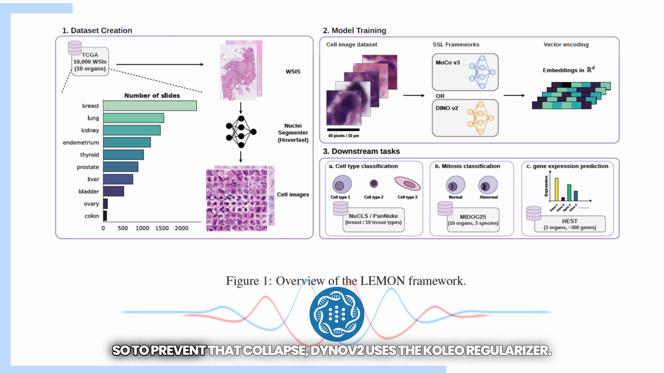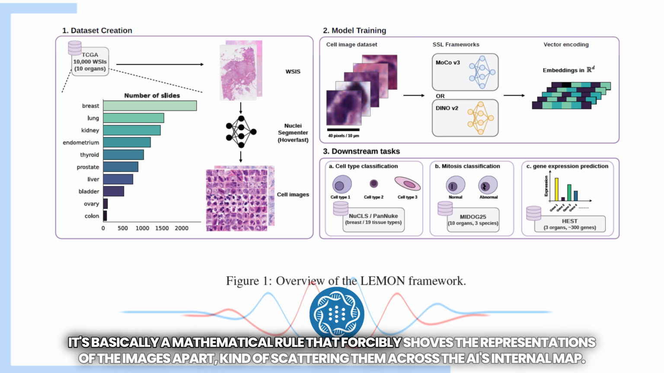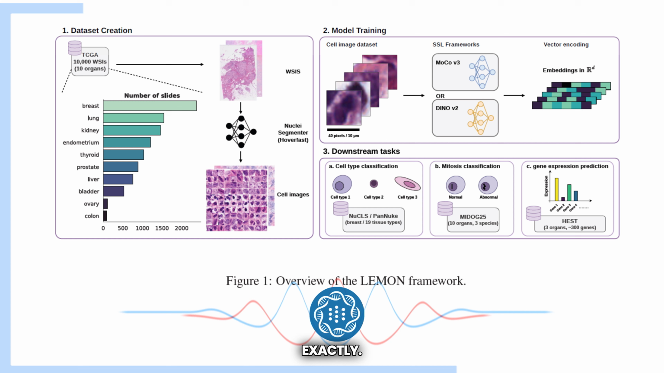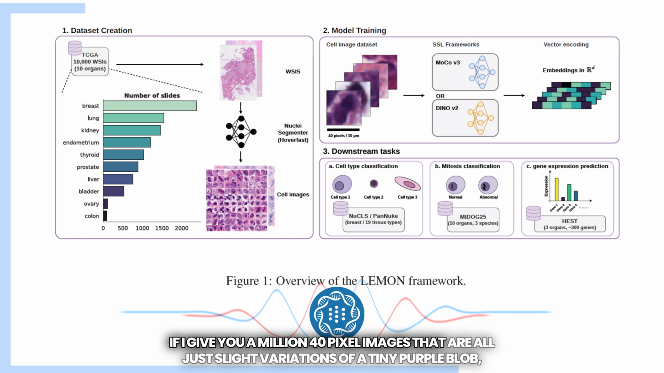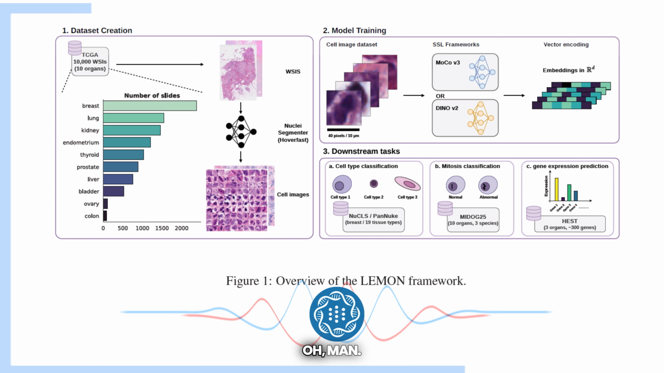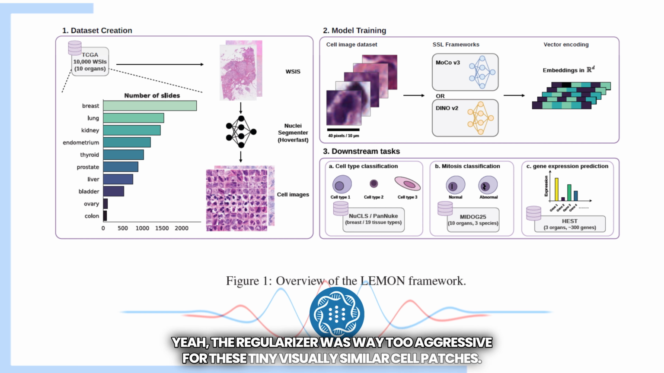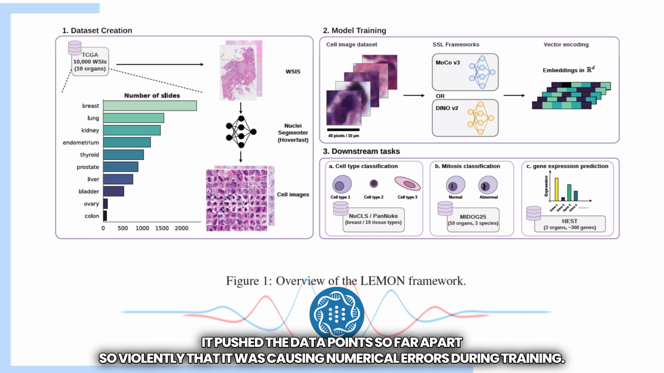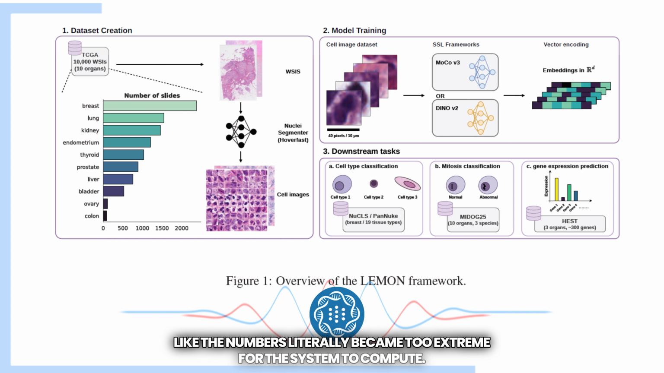Oh, tricky. Yeah, so to prevent that collapse, DINOv2 uses the KoLeo regularizer. It's basically a mathematical rule that forcibly shoves the representations of the images apart, kind of scattering them across the AI's internal map. But wait, forcing things apart only makes sense if the things are actually different? Exactly. If I give you 1,040,000 images that are all just slight variations of a tiny purple blob, and I mathematically force you to find extreme differences between them... The math literally rips itself apart. Oh, man. Yeah, the regularizer was way too aggressive for these tiny, visually similar cell patches. It pushed the data points so far apart, so violently, that it was causing numerical errors during training. Like, the numbers literally became too extreme for the system to compute.